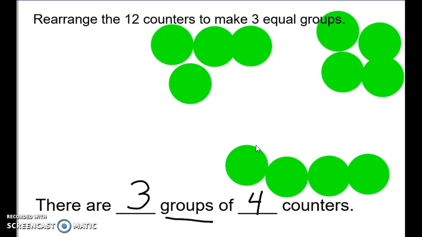Remember, the groups are always the bigger pile. Okay? And they're always even. So the groups are always the ones that have the same amount in each.